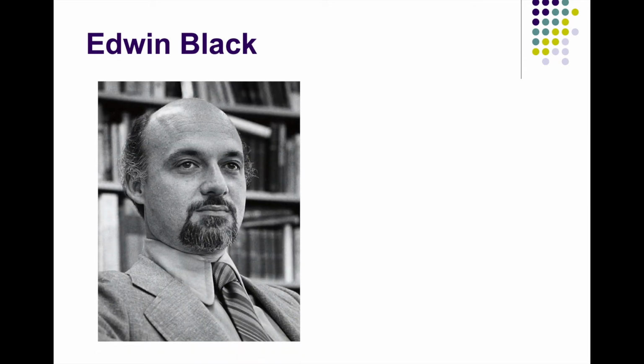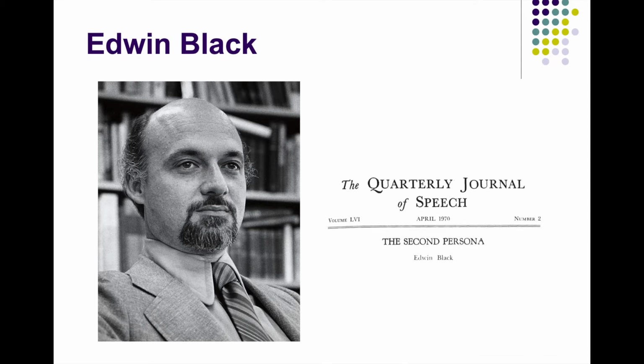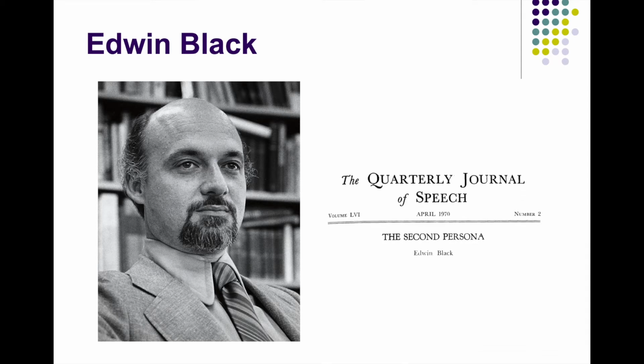This idea of second persona was introduced by Edwin Black, who was a rhetoric professor at the University of Wisconsin and one of my rhetoric professors there, in an article that he wrote in 1970 in the Quarterly Journal of Speech. It was a way of approaching rhetorical criticism that enabled the critic to say something about the text and about the speaker because it revealed something about the audience that the speaker at least imagined the text was made for.